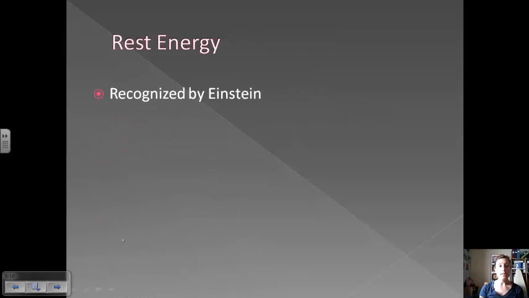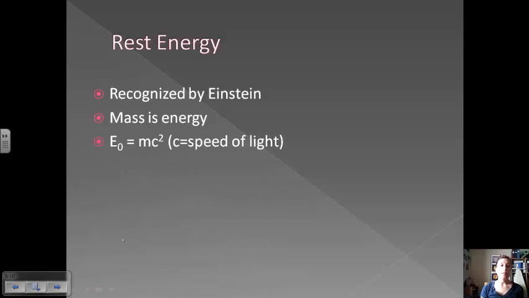Okay, rest energy is also a type of energy, and this was recognized by Einstein. And basically he said that mass has energy or is energy. And so this is where we get the E equals mc squared, where c represents the speed of light and m represents the mass, and those together do have energy.